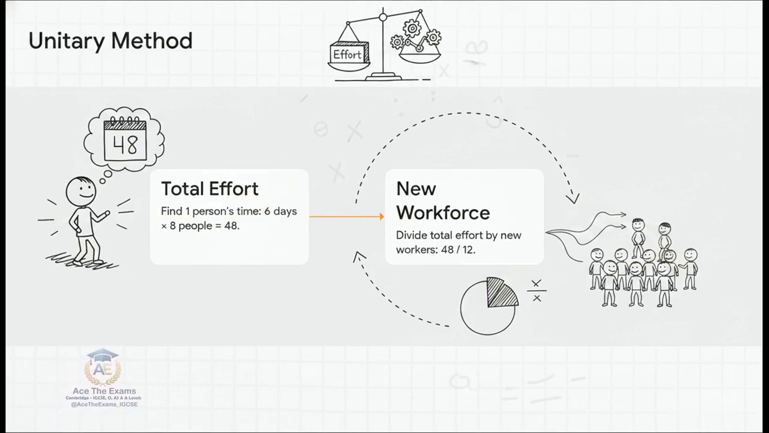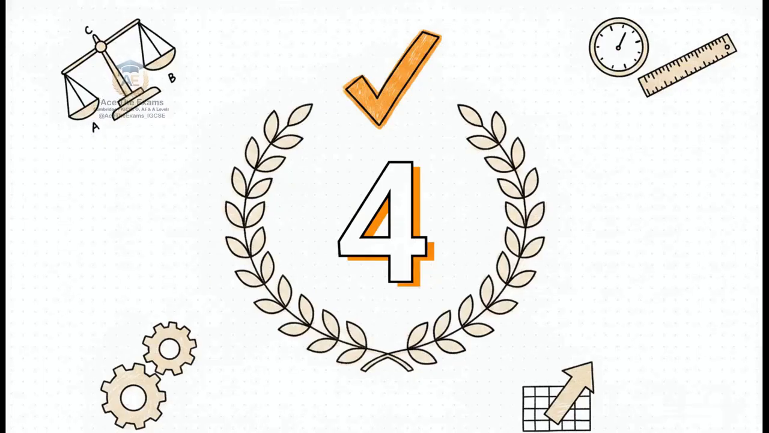Once you have that massive total effort number, you simply divide it by your new, larger workforce of 12 people. 48 divided by 12 gives us 4 days. And let's link it back to check our logic. Does it make sense that 12 people finish faster than 8 people? Yes, 4 days is less than 6 days.